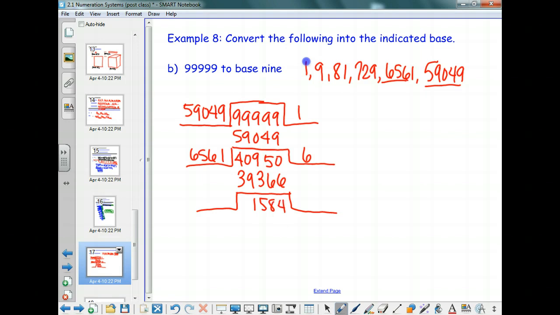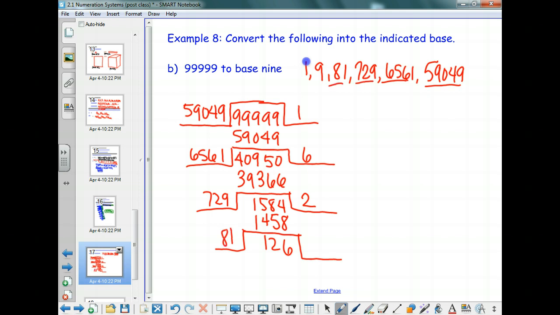What will I divide by next? 729. How many times will 729 go into 1,584? 2. 2 times 729 is what? 1458. If you subtract, what do you get? 126. What will I divide by next?